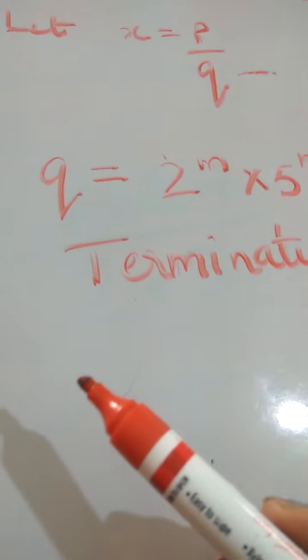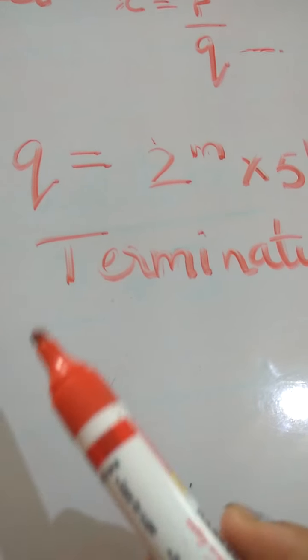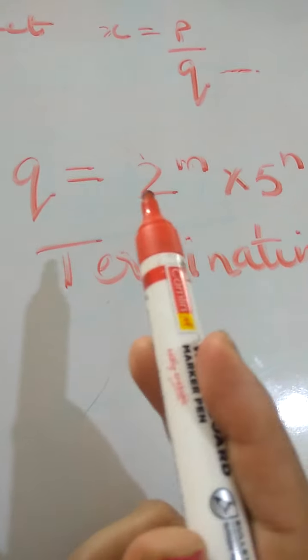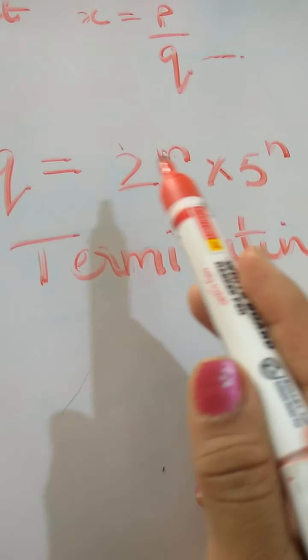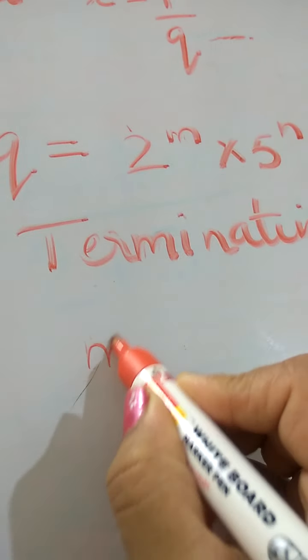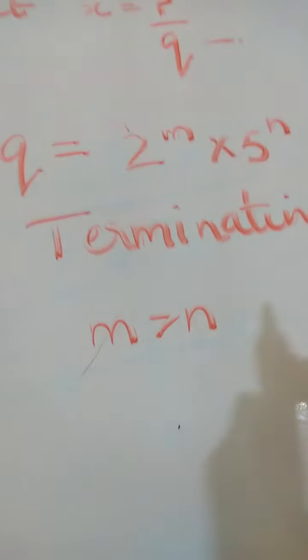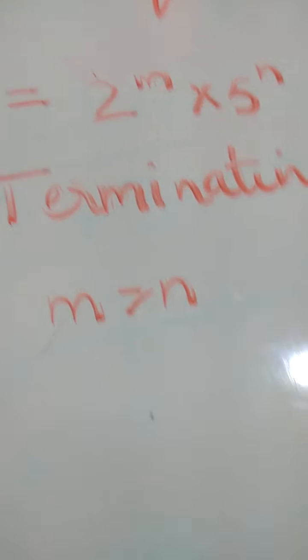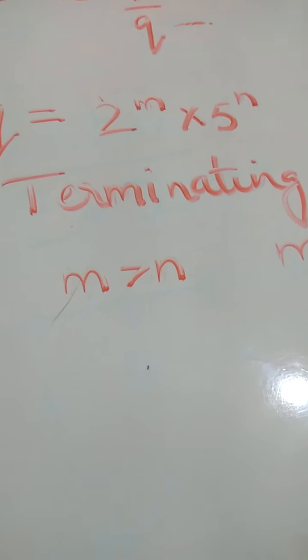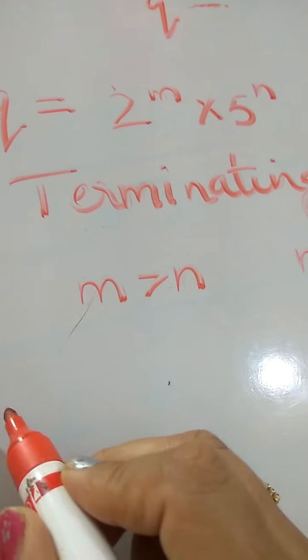Now, if we have to find after how many places of decimal it will terminate, then we should see the higher power of 2 and 5. If m is greater than n, then the decimal expansion will terminate after m places. And we can take one example.